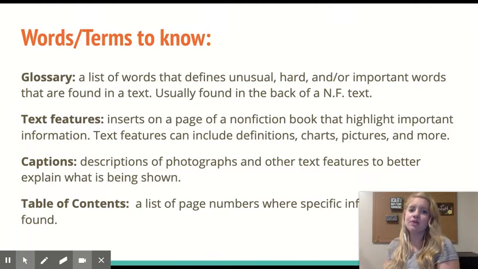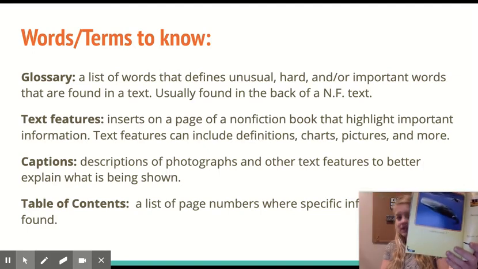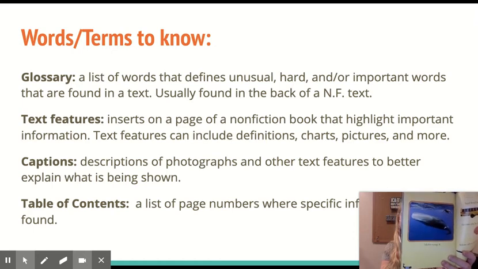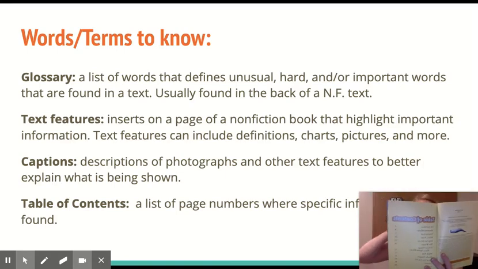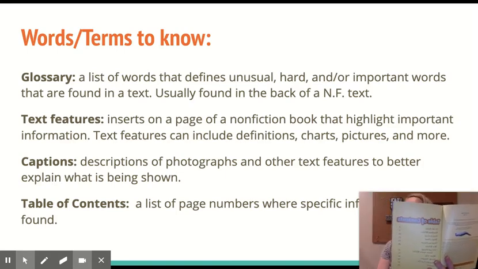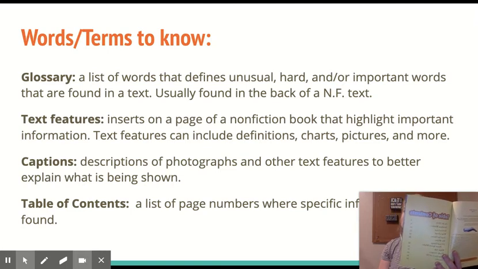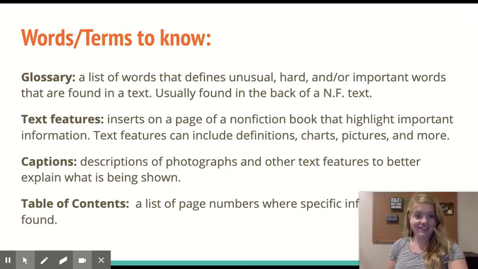Captions are descriptions of photographs and other text features to better explain what is being shown. So if we look at this picture here, there's a caption underneath that says sperm whale. That really does tell us what's being shown, doesn't it? And then scholars, the last one that we're going to talk about is the table of contents. So the table of contents is where you look to see what page number the information you're looking for is found. Okay, so we have glossary, text feature, captions, table of contents.